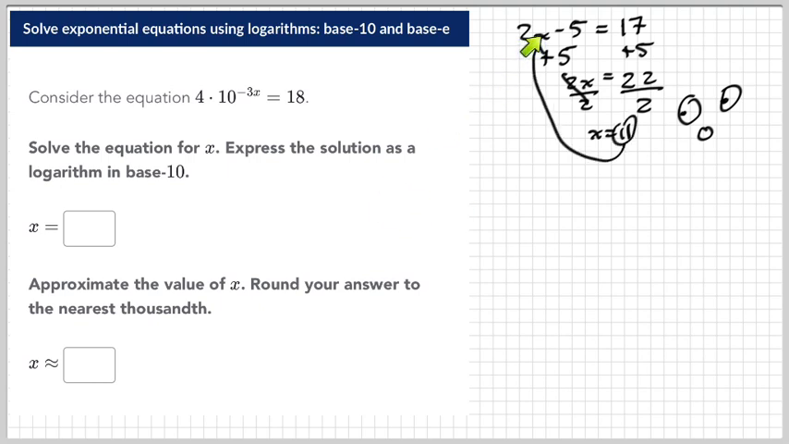2 times 11 is what? 22. And then you subtract the 5. Do you get 17? It checks. Okay, and you're really excited about that. You're like, oh, I love inverse operations. Okay, we're going to do inverse operations with this guy.